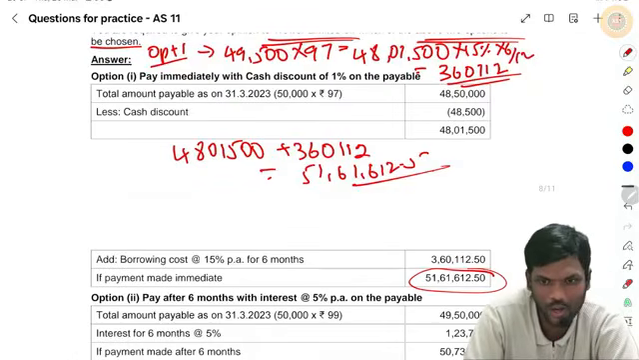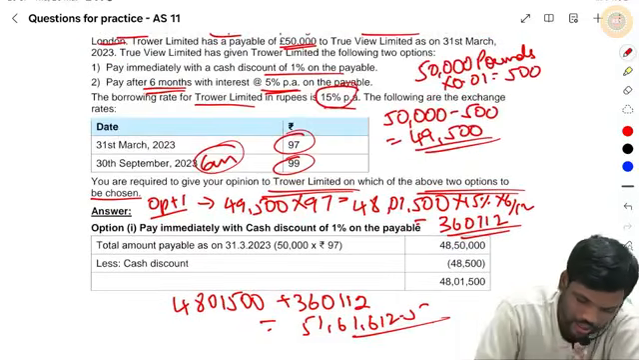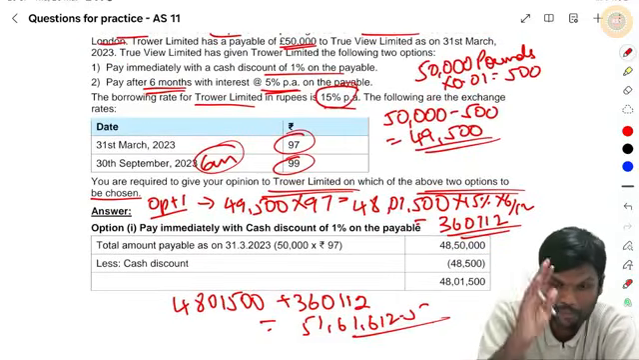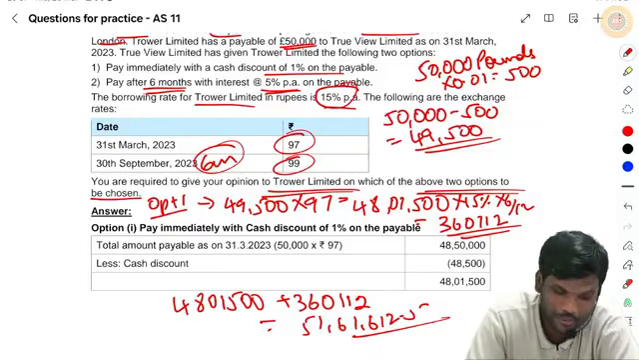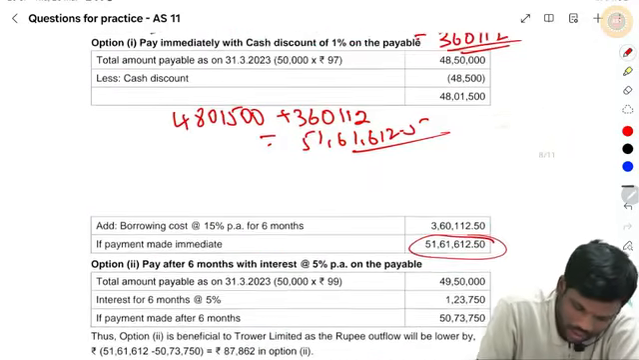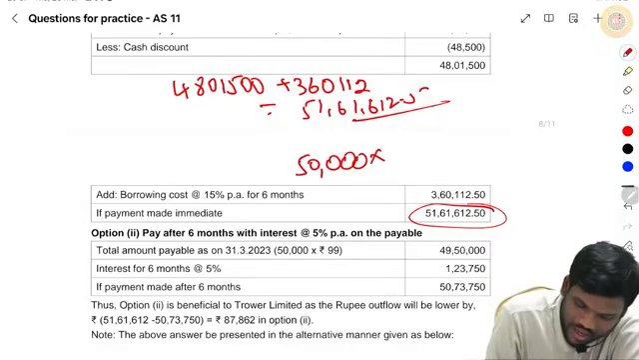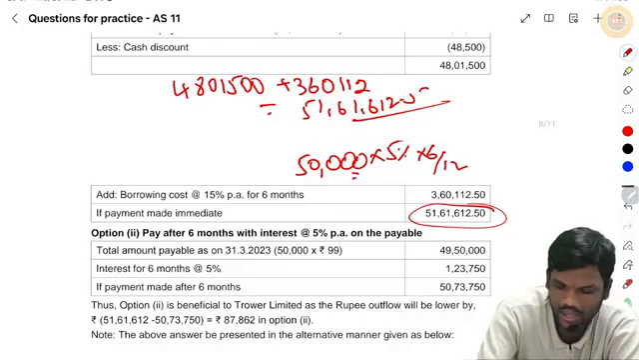Now let us evaluate option 2. Option 2, what are they telling? They are telling you need not pay now, you pay me after 6 months, but you have to pay along with how much interest? 5% per annum. Then what will happen? You have to pay 50,000 pounds into 5% interest for 6 months, which will be, if my answer is correct, it should be 1250.